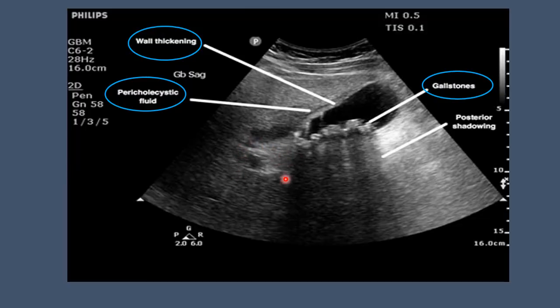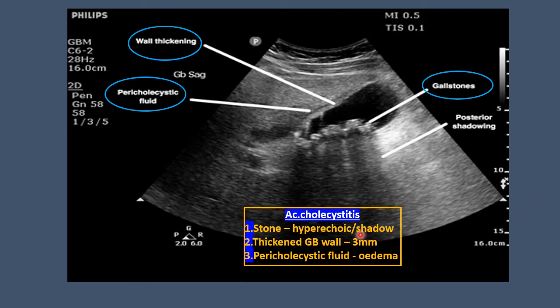This is an ultrasound picture of a gallbladder in a patient with acute cholecystitis. So the changes are the presence of gallstones, which produce posterior shadow, a thickened gallbladder wall, which should be more than 3 millimeters, and also pericholecystic fluid, edema fluid around the gallbladder. Okay, so these are the changes that occur in a patient with acute cholecystitis: stone, thickened gallbladder wall, pericholecystic fluid.